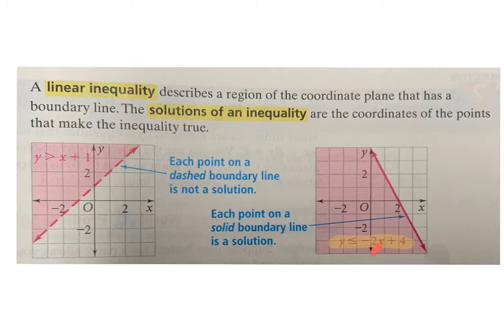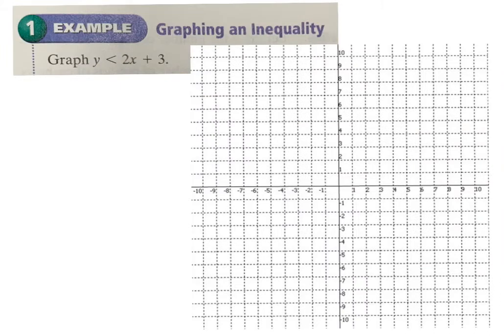It is solid because we have an or equal to, and then y is less than. So we start at the 4 where we cross the y, and we're going to graph the side of the line where the y is getting smaller. And so this is why we shaded all of this. All right, so that is a linear inequality. So let's do one of these. They want us to graph y is less than 2x plus 3. All right, less than 2x plus 3.